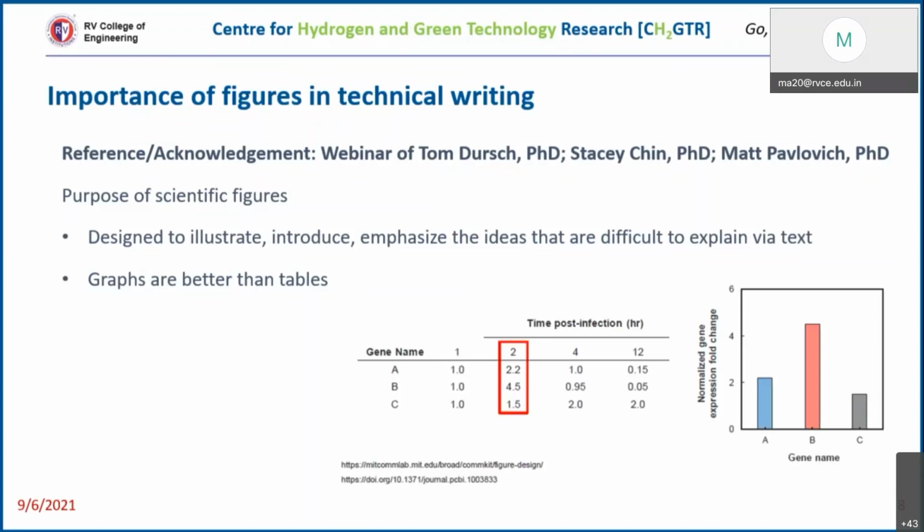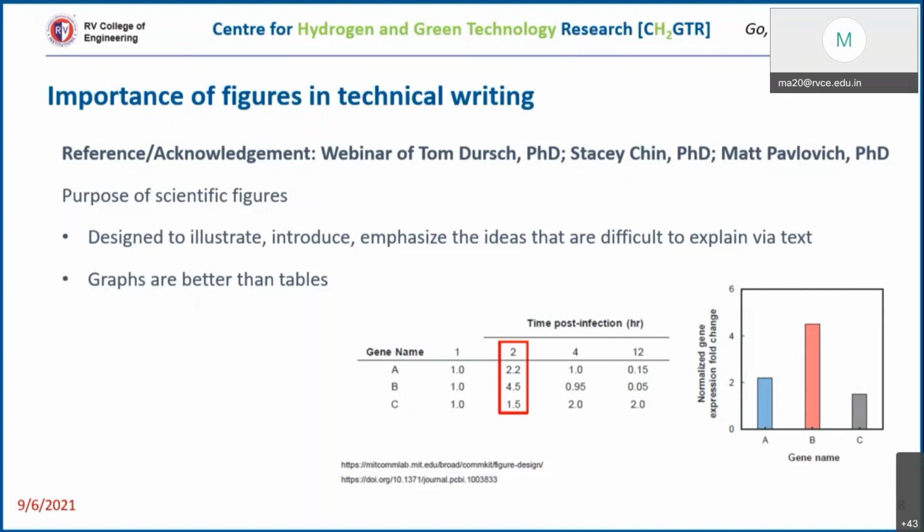So let's look at an example. So here there are three parameters, A, B, and C, and studies are done for 4 different durations. That is 1 hour, 2 hours, 4 hours, and 12 hours. Okay, so there are certain results that are obtained.